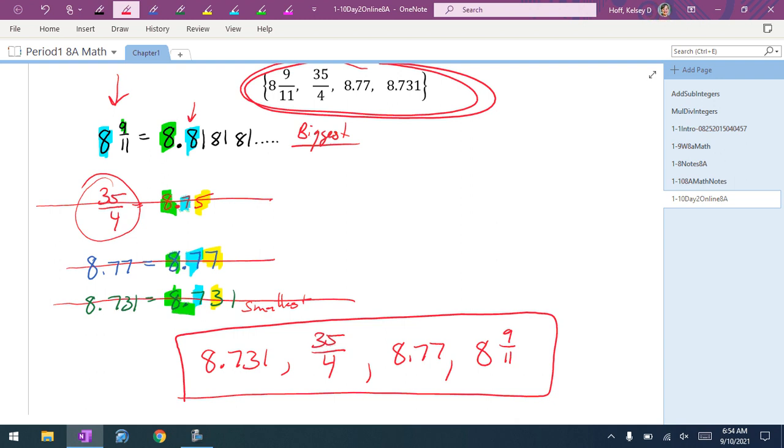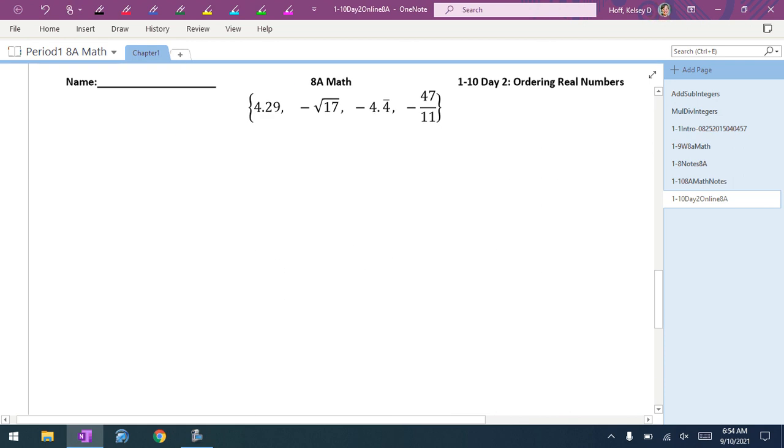Okay, let's try one more on the back. Why would Miss Hoff say that this one's possibly a little bit more difficult than the last one? You know, there's negatives, and negatives always throw a curveball into what we're doing. So first things first, let's just get these numbers written down as decimals. We'll worry about everything else here in a minute. So take your calculator, and I want you to change all of these to decimals and write them down for me.